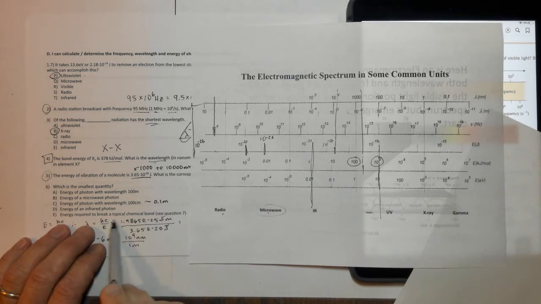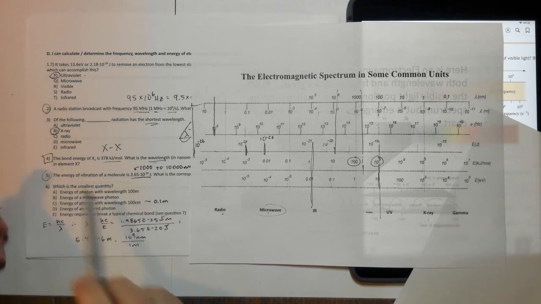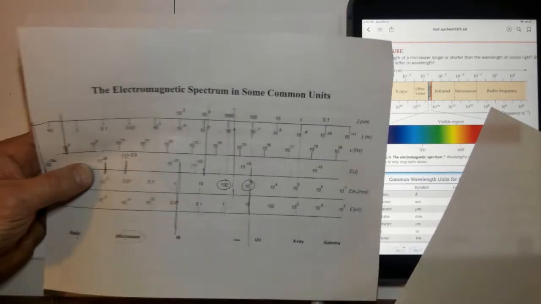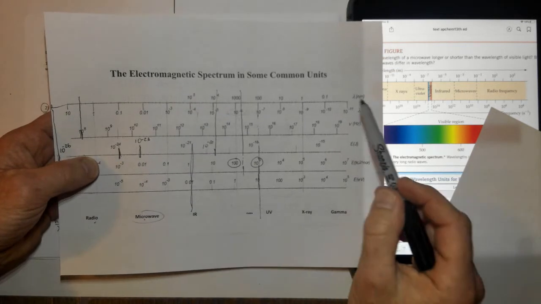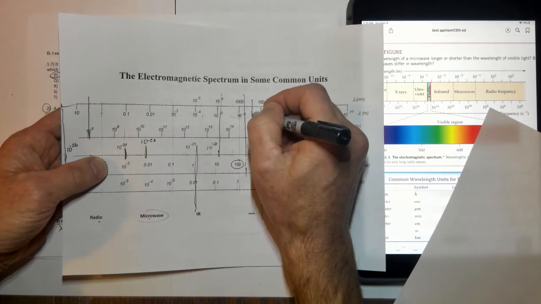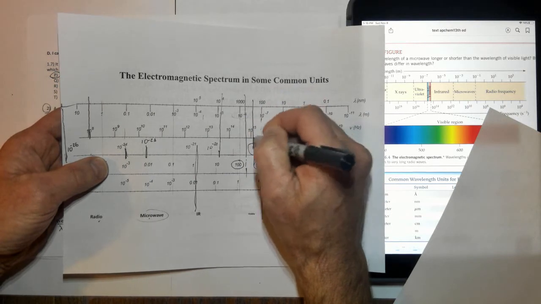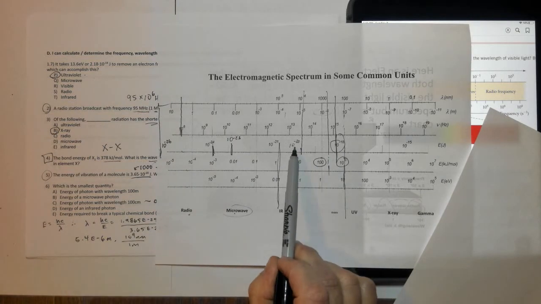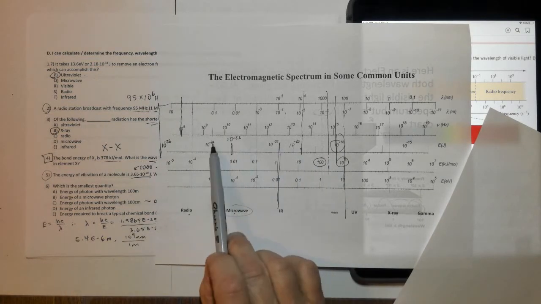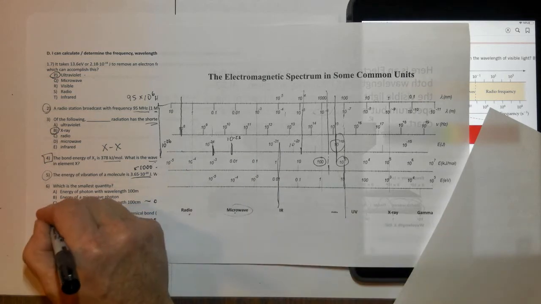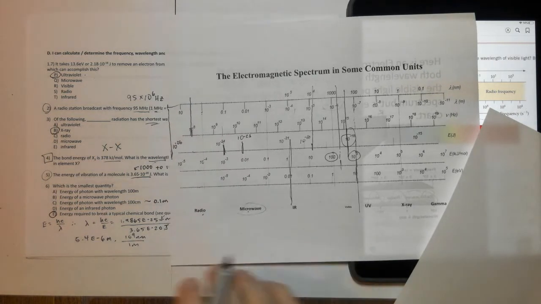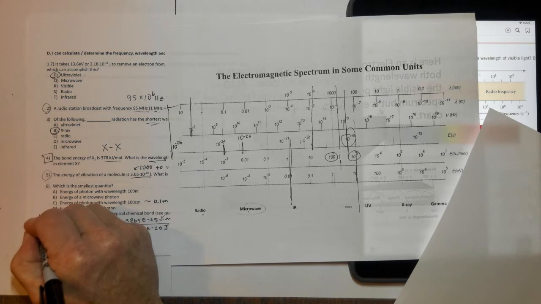And then lastly, energy required to break a typical chemical bond. Well, you know from number 4 right here that the wavelength needed to break that photon was 316 nanometers. And 316 nanometers was like right in here or so. And so you can see that that energy would be 10 to the negative 18th. And so that would be much larger energy than 10 to the negative 20th or 10 to the negative 21st or 23rd or 24th or 26th. So E right here, the energy needed to break a typical chemical bond, would be the largest of the quantities. This would be the largest.